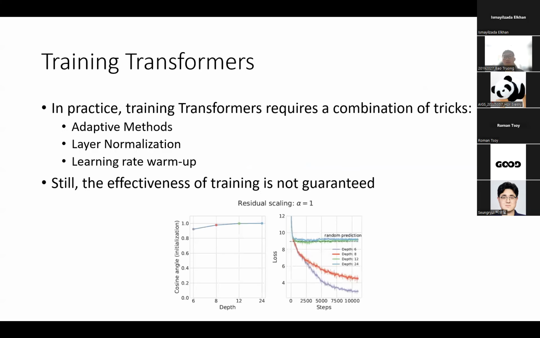In addition, it is well known that training transformers requires a combination of tricks. The most important are adaptive methods, layer normalization, and learning rate warm-up. But even when all of these techniques are used, effective training is not guaranteed. So the intuition is that most deep transformer models use the pre-layer normalization configuration.